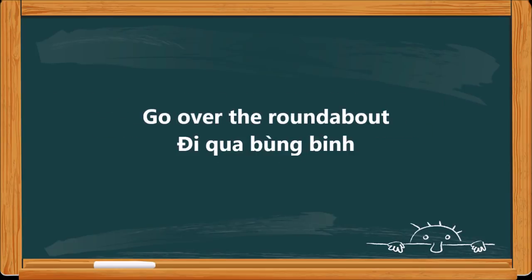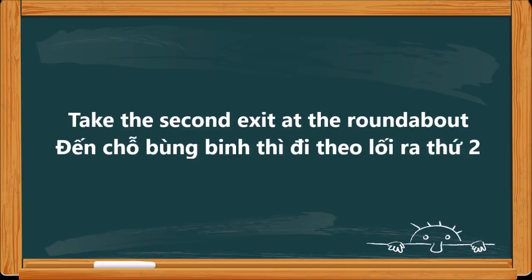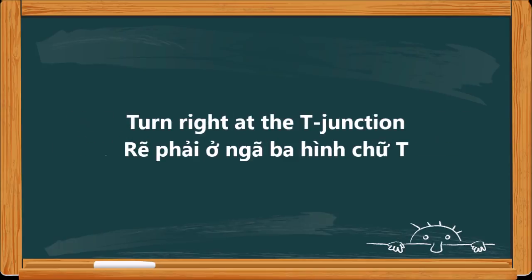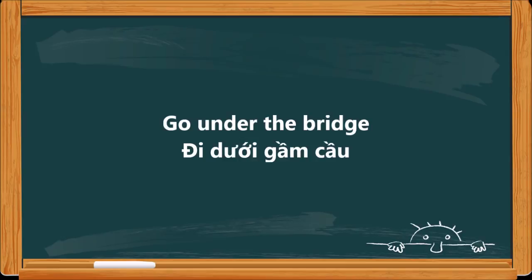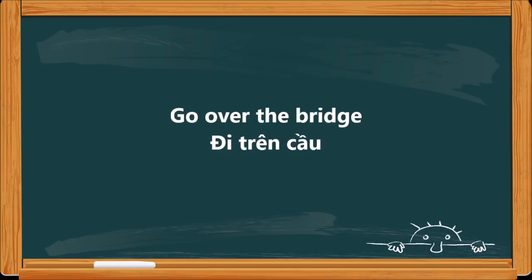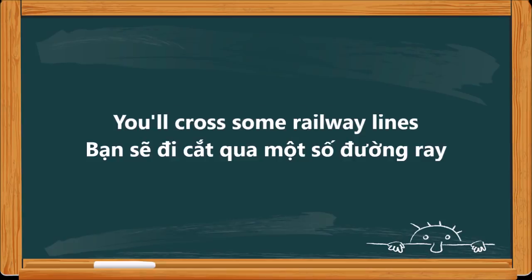Go over the roundabout. Take the second exit at the roundabout. Turn right at the T junction. Go under the bridge. Go over the bridge. You'll cross some railway lines.